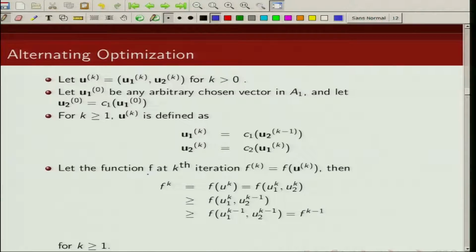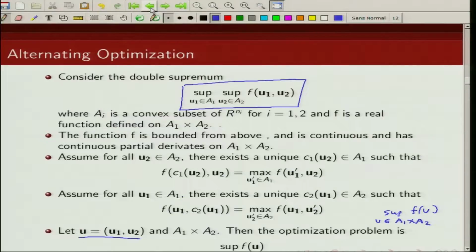Now let this function f, at the kth iteration, so we are denoting this value by this, is nothing but f of uk, which is f of u1k and u2k. Now this is greater than or equal to f of u1k and u2 k minus 1, which in turn is greater than or equal to f of u1 k minus 1 and u2 k minus 1. Now these two relations follow from these two properties. So we have this property and this property.